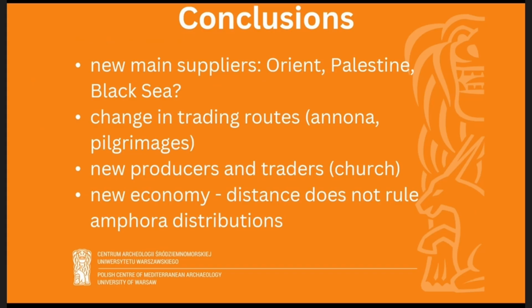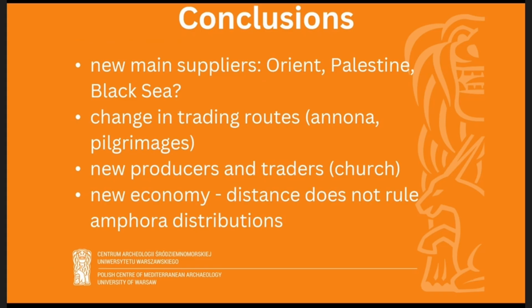Nevertheless, even if we assume that there were new main suppliers of basic foodstuffs, that there was a change in trading routes, because obviously Egyptian grain travels to Constantinople during late antiquity rather than to Rome, and also considering that there were pilgrimages which connected better the western and the eastern part of the world. Even if we have some evidence that the church might have been a new producer and trader of wine, there are during late antiquity plenty of, especially in the east, wine and olive presses associated with churches or monasteries, while earlier we do not see it in Roman or Greek temples.